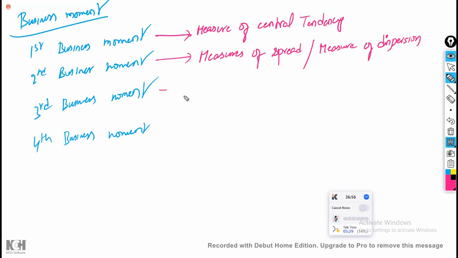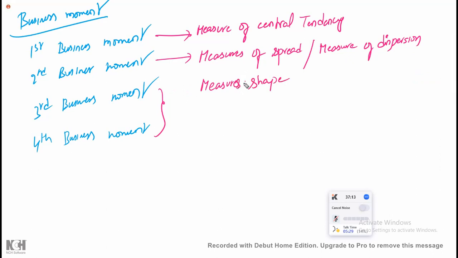The third and fourth business moments both measure the shape of the data. They are considered measures of shape. One will measure the width and one will measure the height.